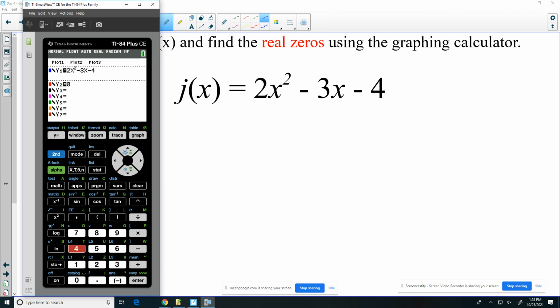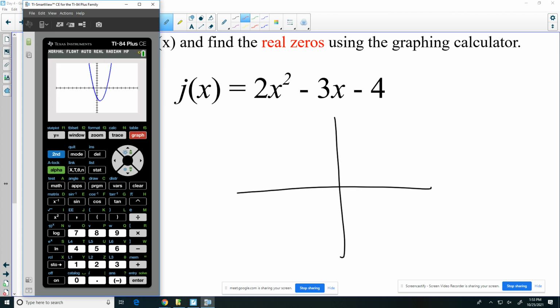You should have a general idea already of what that graph looks like. It's a parabola, right? So we know it's going to be a parabola. And you should also know what the y-intercept is going to be for it. Ooh, that one's not nice. Good.